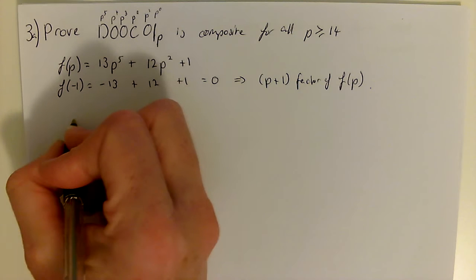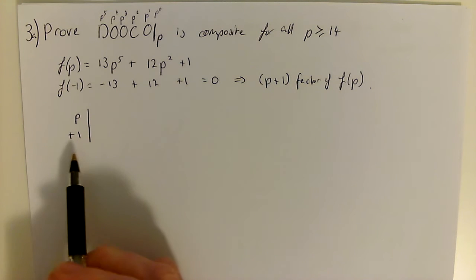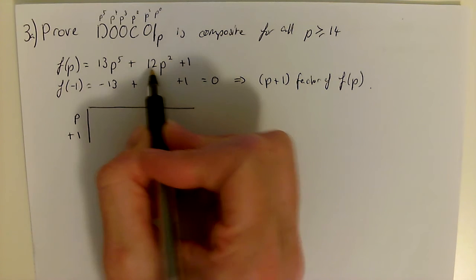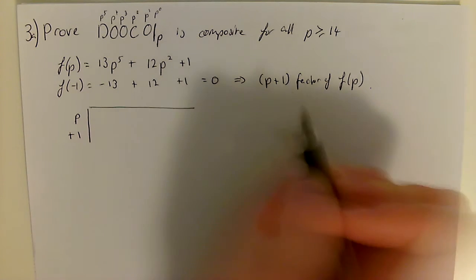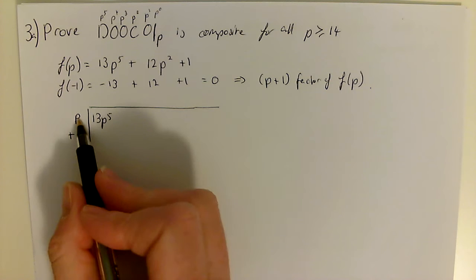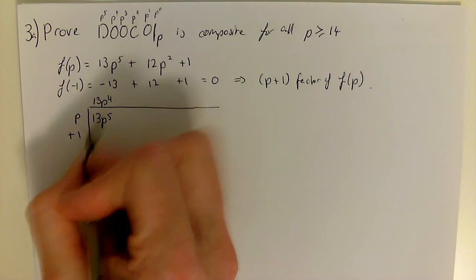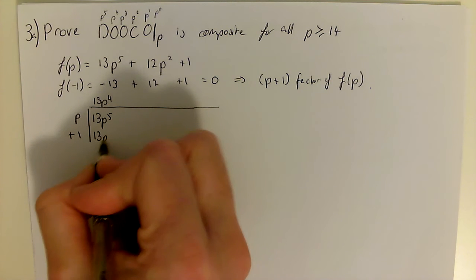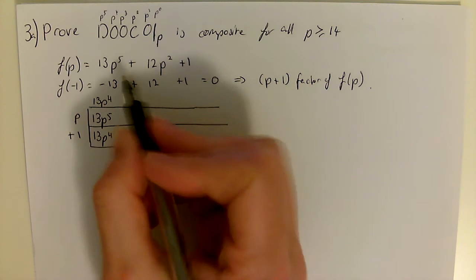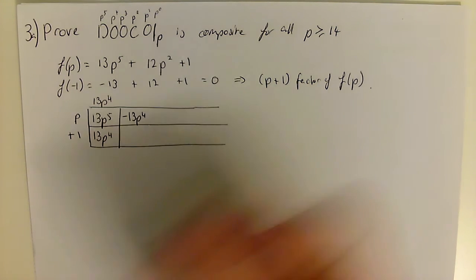Now we can do a division to find out what the other factor is. I'm going to use the grid method because it uses less space. So I'm dividing p plus 1 into 13p to the 5 plus 12p squared plus 1. I'm going to start off with 13p to the 5. I need to multiply p by 13p to the 4, and if I multiply these, I've got 13p to the 5 and 13p to the 4. Now I don't want that, I want 0p to the 4, so I'm going to subtract 13p to the 4.